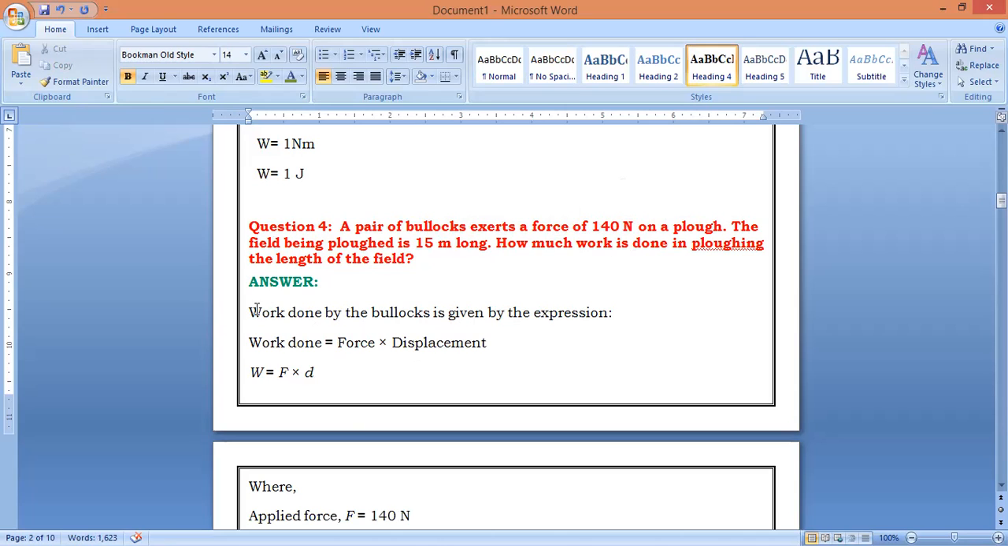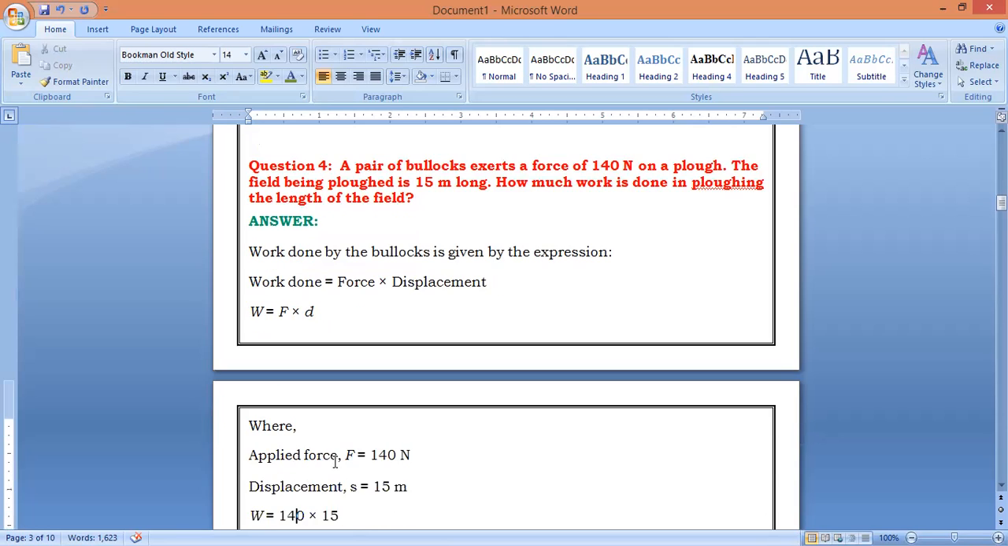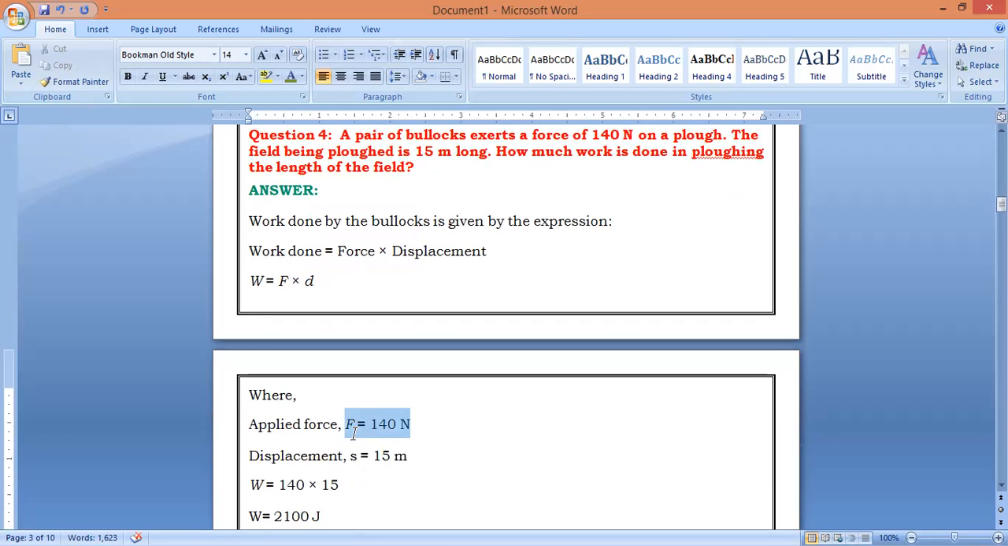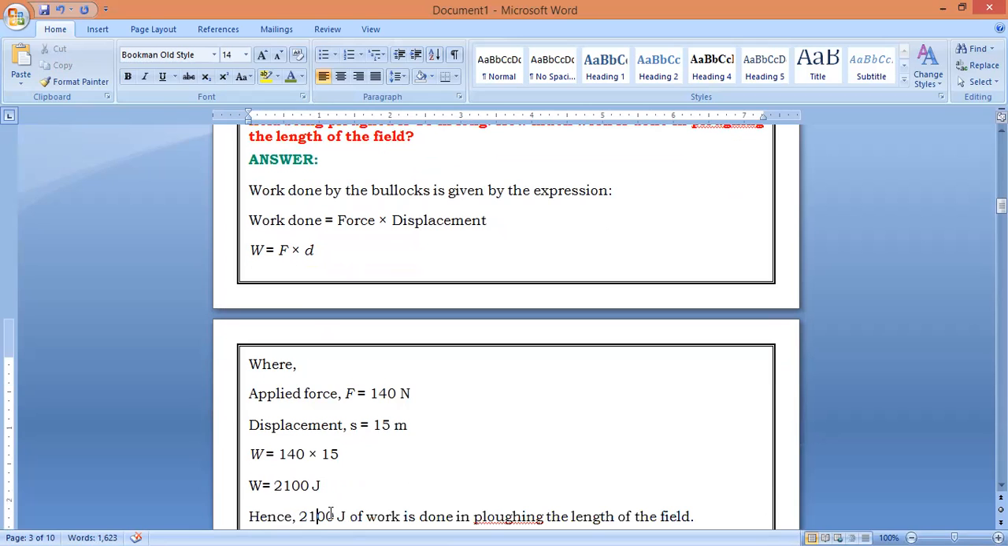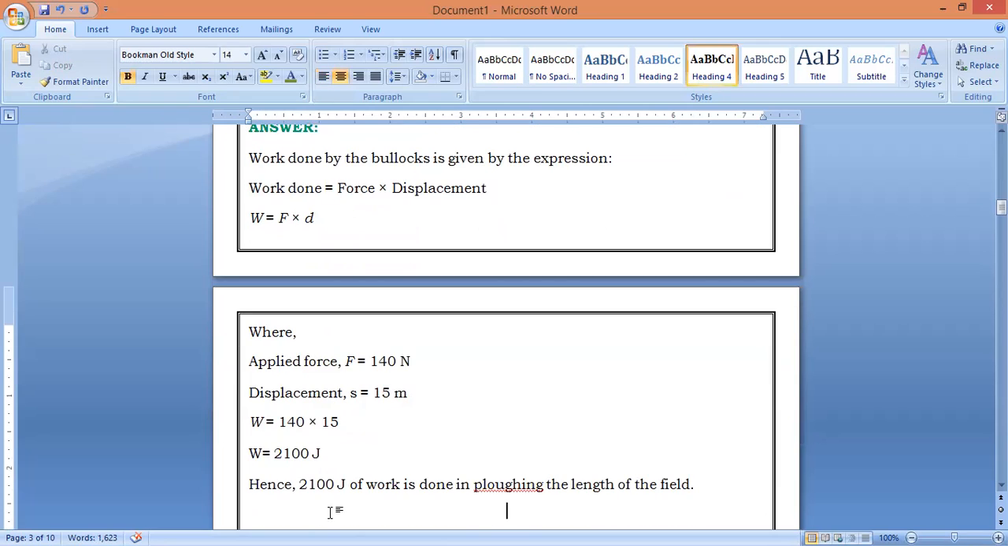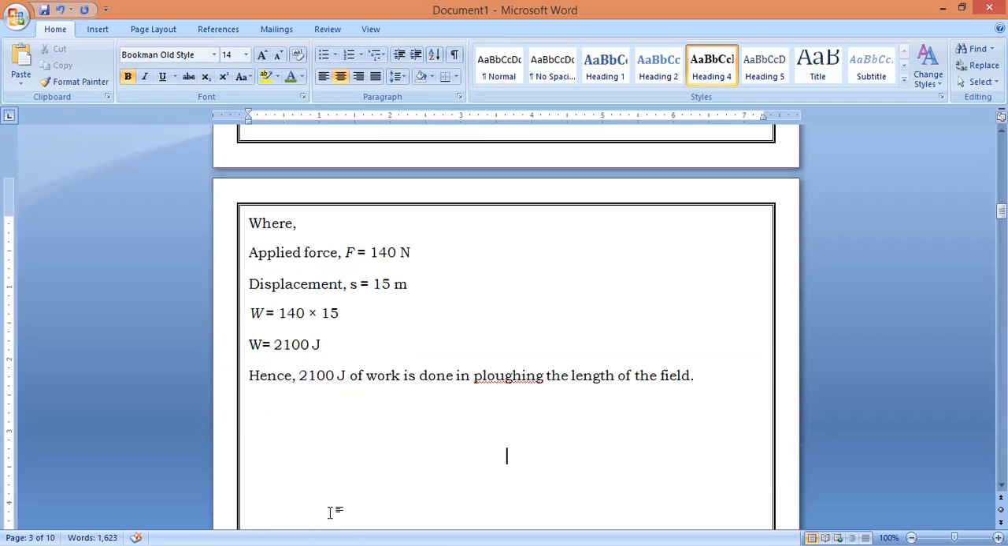So work done by the bullocks is equal to force into displacement. Let us substitute the values: F is 140 Newton and the displacement is 15 meter. When I multiply, I get work done is equal to 2100 joule. Hence 2100 joule of work is done in plowing the length of the field.